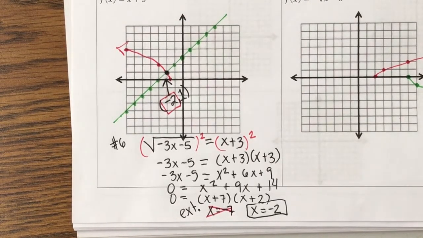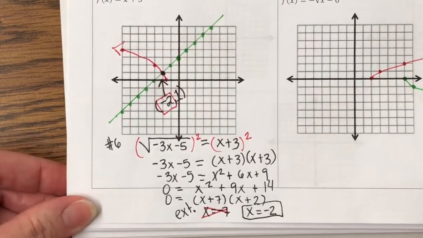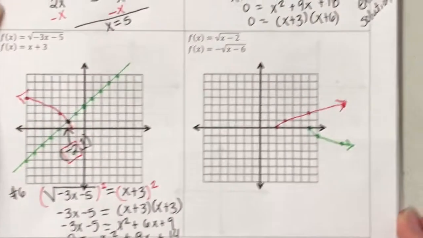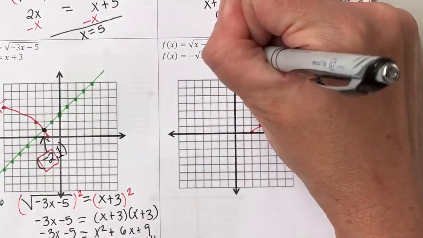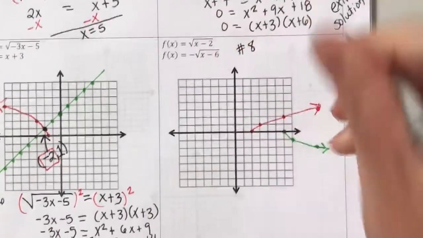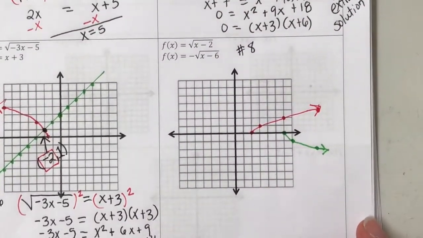Okay, so the last example. This was, I think, number 8 from your homework. And chances are you probably ran into some problems with number 8. Well, let's start with the graph and why you had some problems.